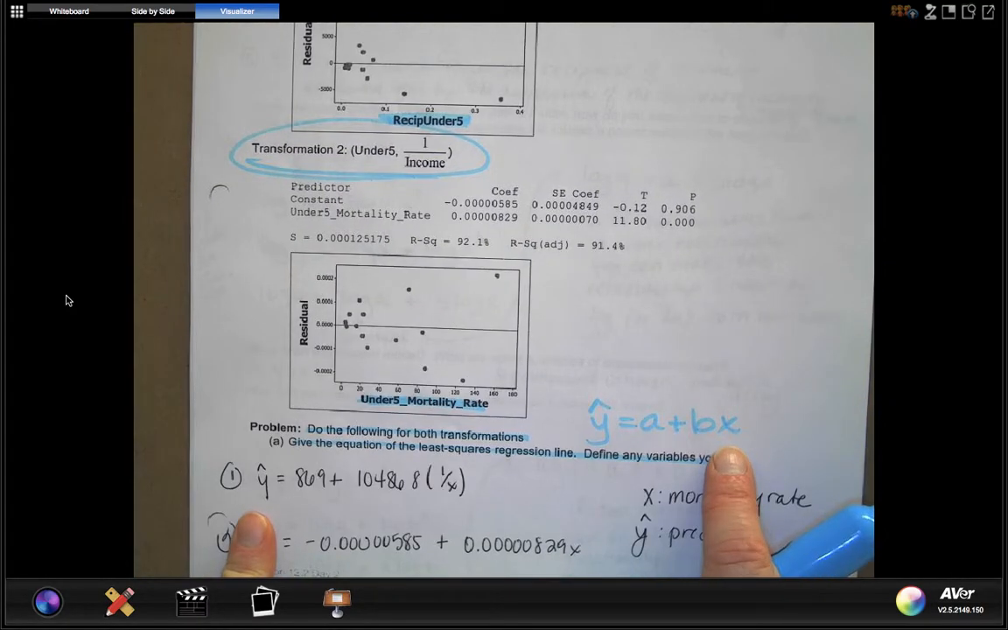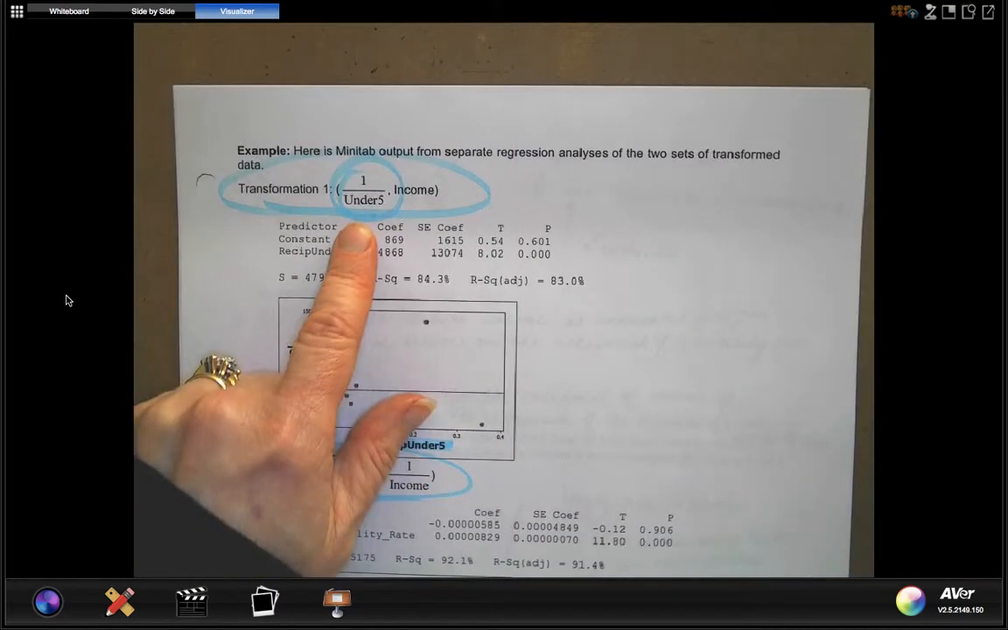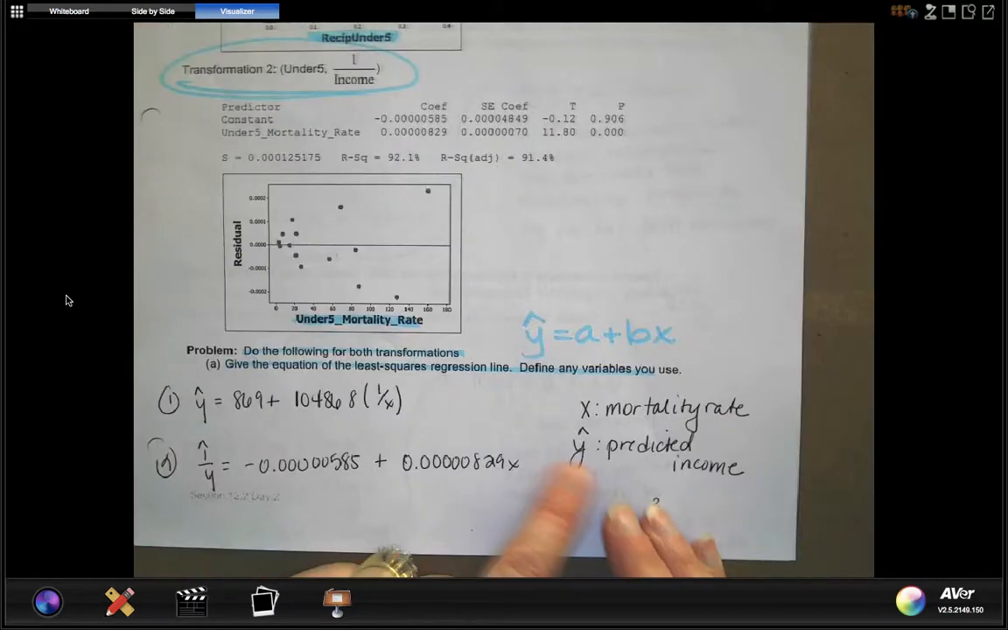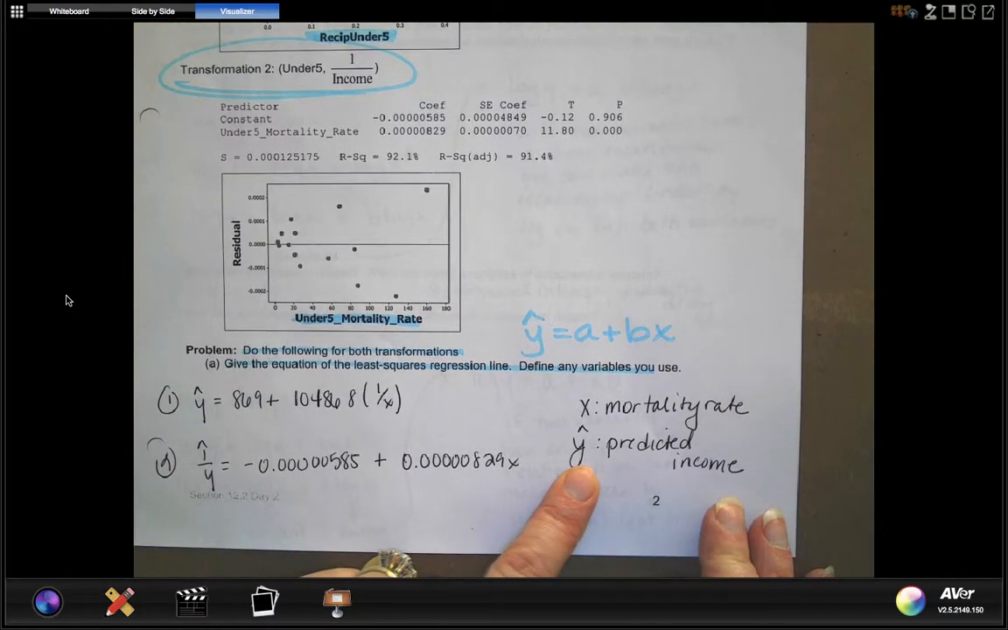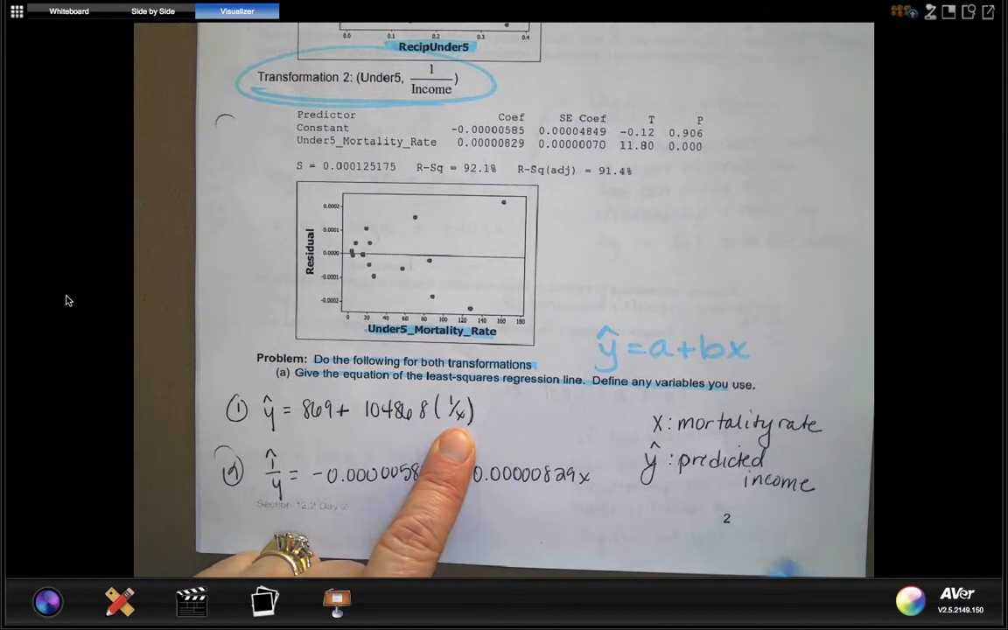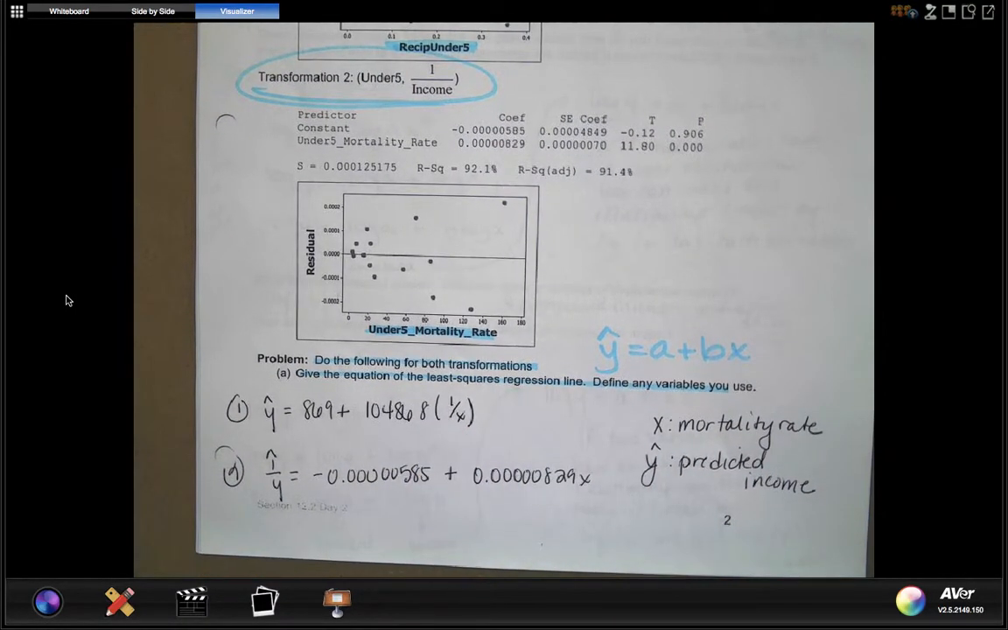So when I look at number 1, the first transformation, we didn't change the y, so it's still just y hat. And if you notice there, I just said y hat's the predicted income. The x we did change, but that's still my intercept and that's still my slope. So there's my intercept, there's my slope. But if you notice here, I didn't put x, I put 1 over x because I changed it.